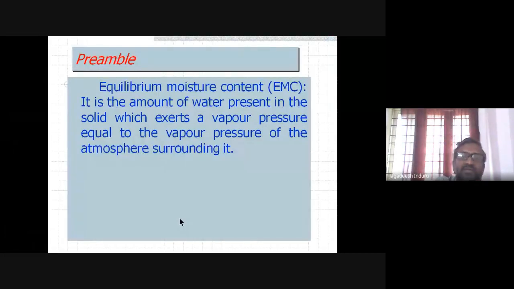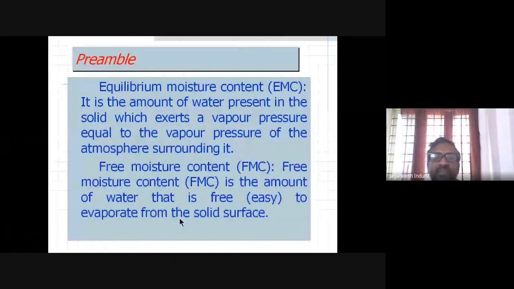There is another terminology you need to learn here: free moisture content. What is free moisture content? Free moisture content is the amount of water that is free or easy to evaporate from the solid surface. It means it is in excess and not bound, and it is freely available for evaporation without being held by the solid.